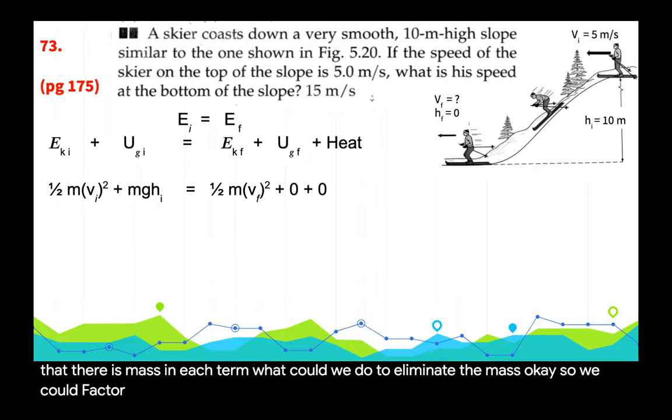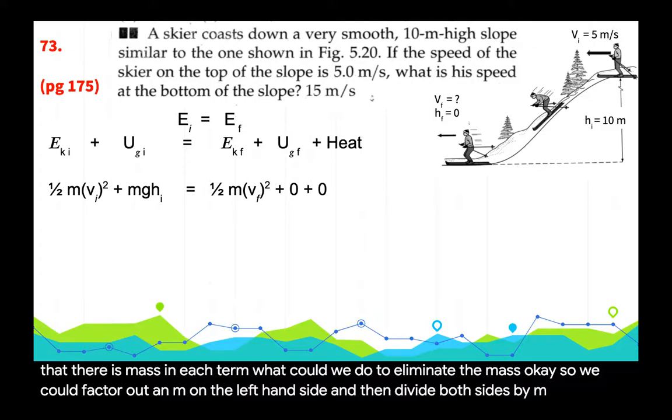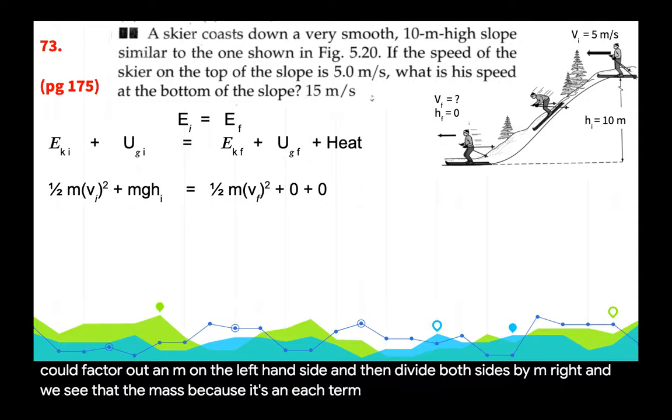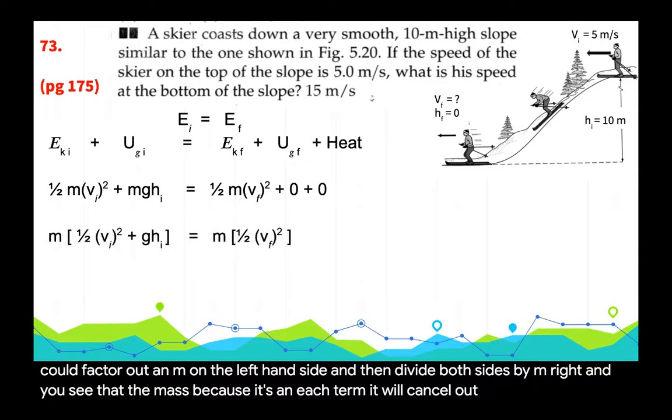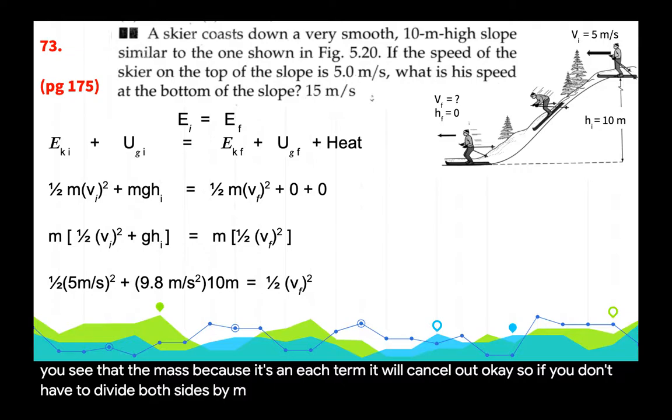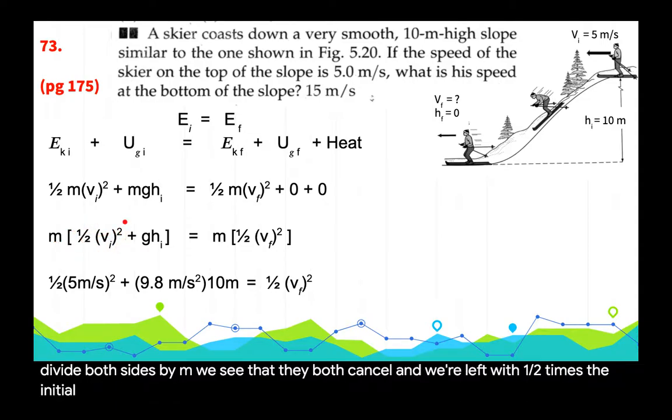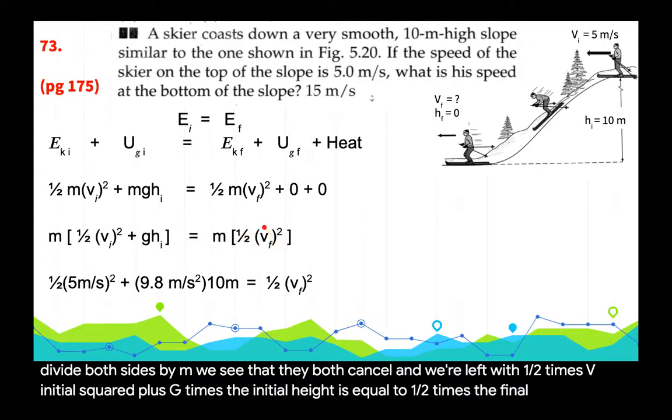Okay, so we could factor out an m on the left-hand side and then divide both sides by m. Right? And we see that the mass, because it's in each term, will cancel out. So if you divide both sides by m, we see that they both cancel, and we're left with 1/2 times v initial squared plus g times the initial height is equal to 1/2 times the final velocity squared.